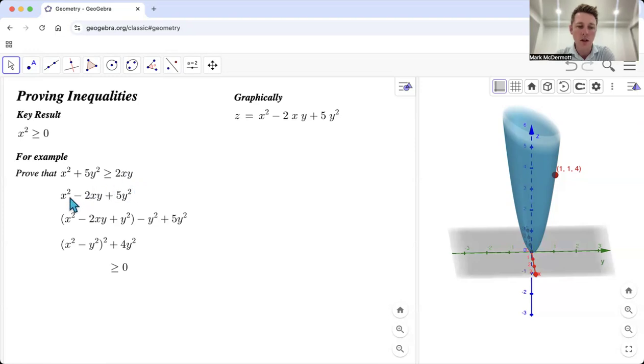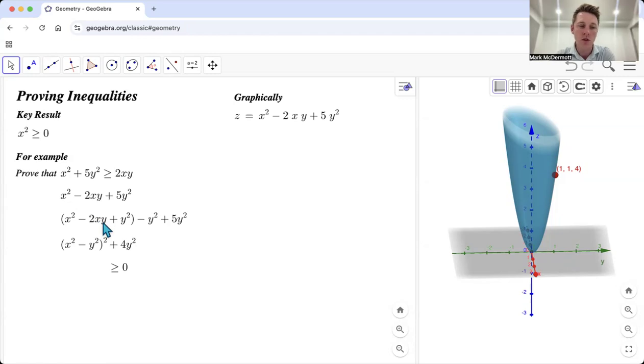And so what we would have is x squared minus 2xy plus 5y squared is greater than or equal to zero. But I've dropped the greater than or equal to zero part because that's what we need to show. We need to show that that's the case, right? So what we can do is look at this first part and complete the square. If we treat x as a variable and y as the constant, we can see that here we've got the coefficient of negative 2y.